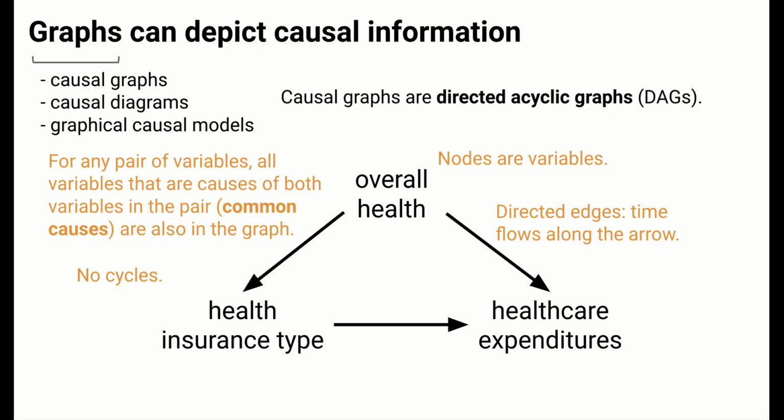And for any pair of variables in the graph, all common causes of those variables in the pair are also in the graph. So for a pair of variables x and y, all variables that cause both x and y are shown in the graph.